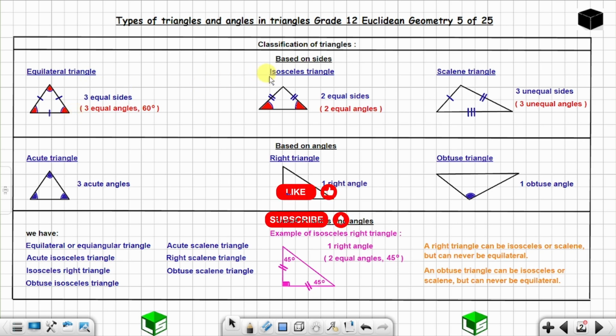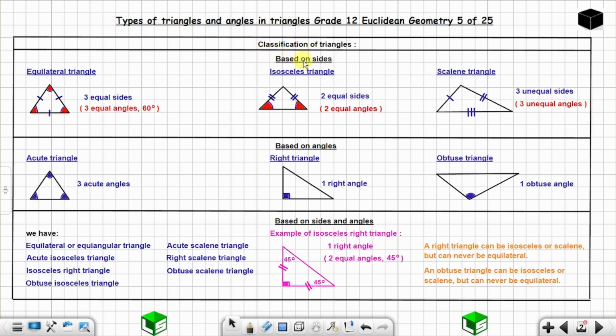And for an isosceles triangle, you have two equal sides. Automatically you are going to have two equal angles. These angles that are opposite equal sides are known as base angles. They are also equal to each other. And you also have a scalene triangle. For a scalene triangle, you have three unequal sides. Automatically, you are going to have three unequal angles. So this is the classification based on sides.